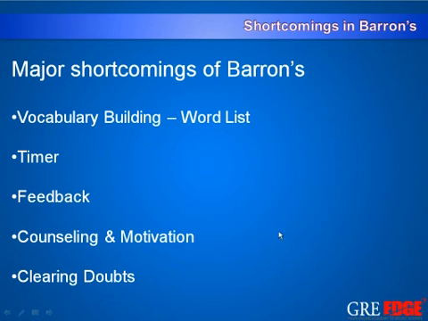Okay, and I told you before, Barron's doesn't have the timer. When you open the Barron's book, it will say that you have 30 minutes to solve this particular section. But who is checking whether you are solving it in 30 minutes or you are solving it in 30 days? Nobody is there to check it. So there is no timer that tells you whether you are able to answer it accurately within time or not.